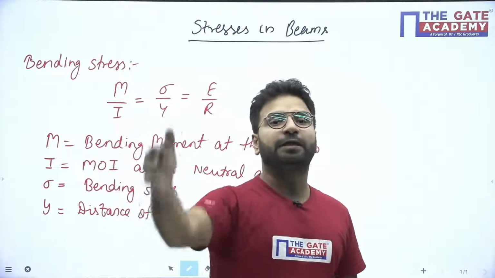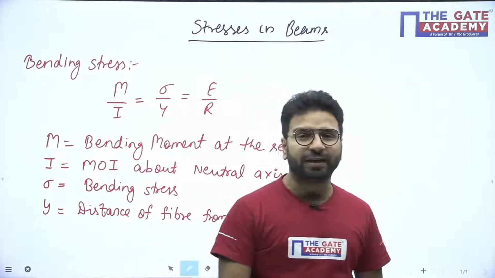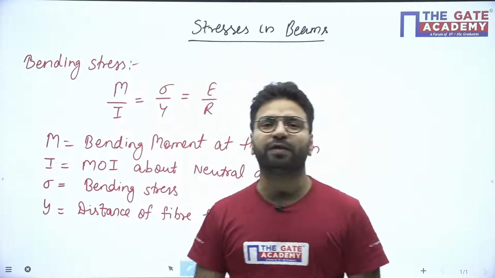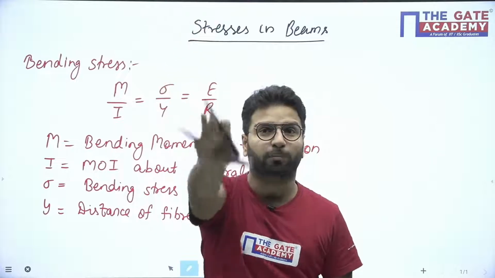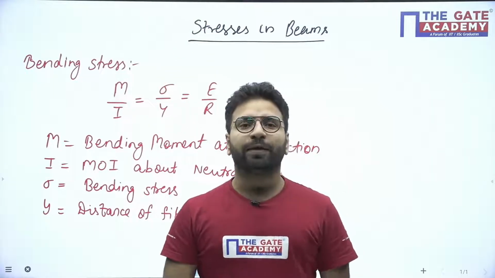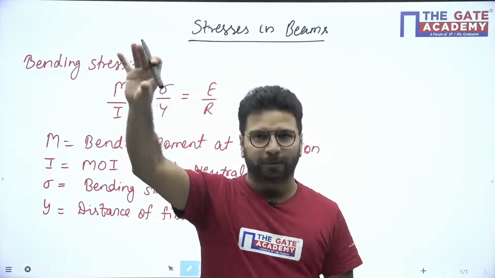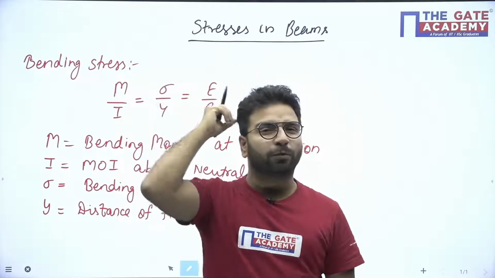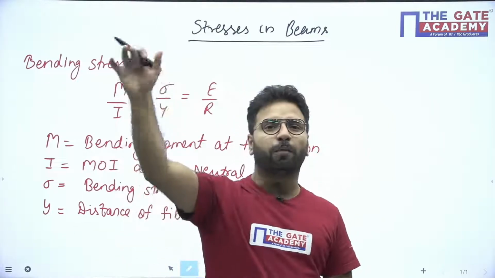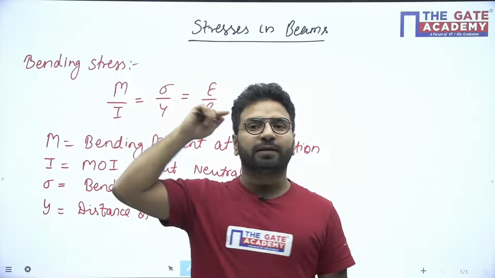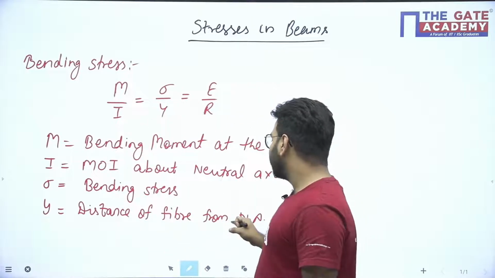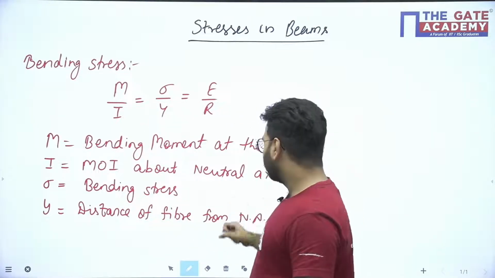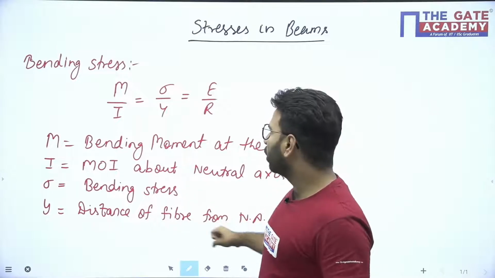Sometimes they will ask you about the maximum bending stress. For maximum bending stress, we will take the maximum distance possible. But many times they will ask about some fibers in between, so we get confused whether we have to take the distance from the top or the bottom. Be clear, this y is always the distance of the fiber from the neutral axis. Now don't forget this.